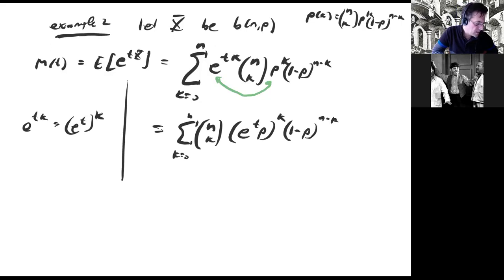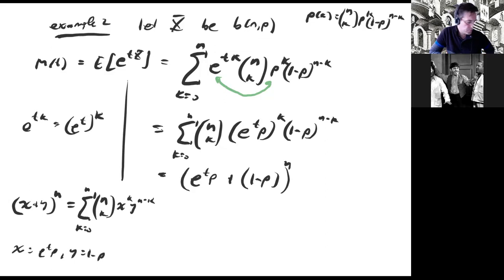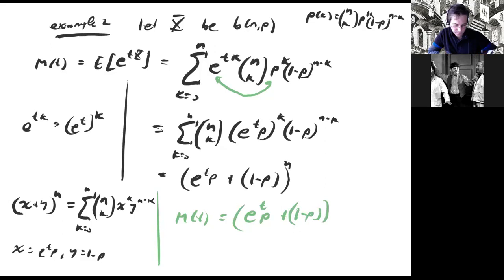Okay, so now I'm going to use a well-known fact, the binomial theorem, which says that if you take a sum of two numbers, x and y, to the nth power, that's the sum of n choose k, x to the k, y to the n minus k, where k goes from 0 to n. So if you apply that with x equals e to the t times p and y equals 1 minus p, you're going to get that this sum is given by e to the t times p plus 1 minus p, to the nth power. Therefore, we see that M of t in this case is e to the t times p plus 1 minus p, to the nth power.